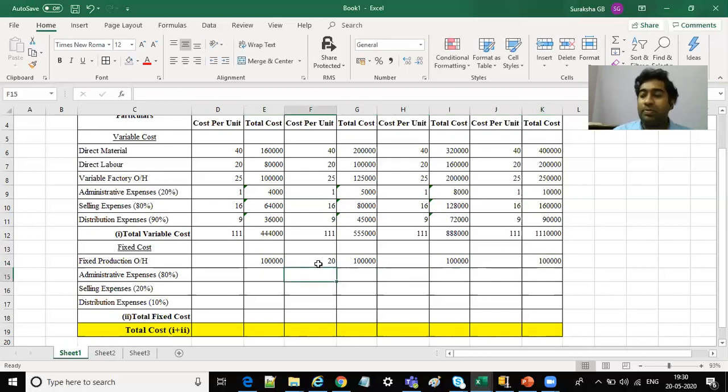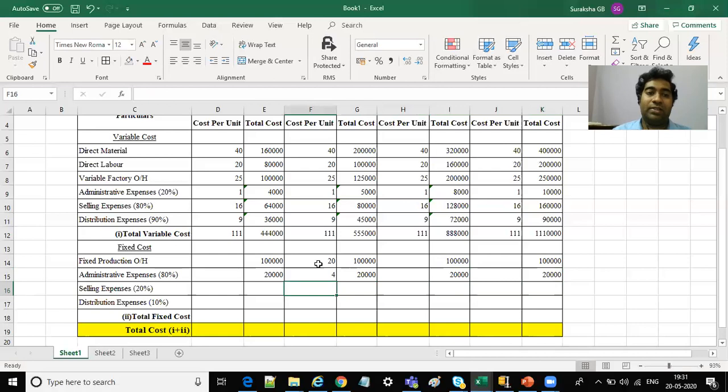Next, administration expenses is given as rupees 5, and 80% is the fixed component. So I am multiplying that by 0.8. We got 4. Next, it will be 4 into 5,000 units. We got 20,000. Again, at all levels, we are going to take the administration expenses fixed component as 20,000 rupees.